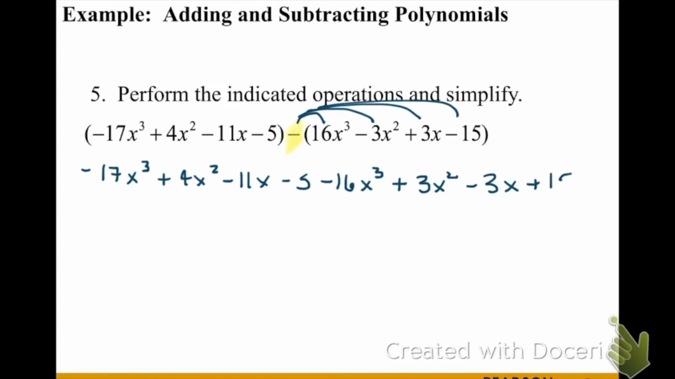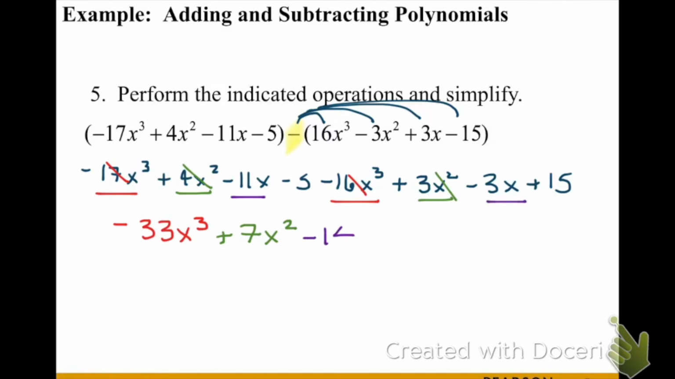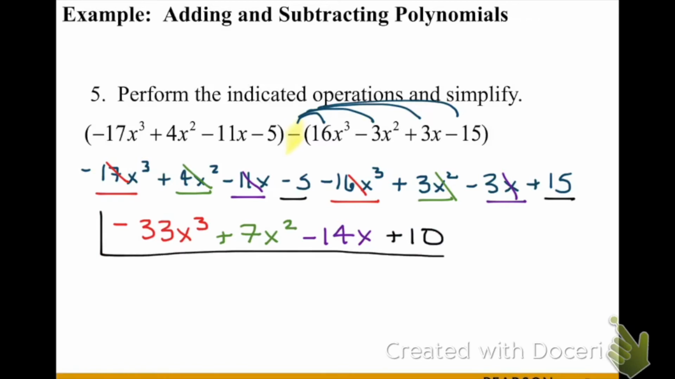From here, then, what we want to do is combine like terms. The -17x cubed and -16x cubed become -33x cubed. And I'm going to cross those off, to make sure I've already taken care of them. If we go to our x squared terms, we have a 4x squared and a 3x squared, which combine to 7x squared. The x terms here are the 11x and the -3x, which combine to -14x. Then our constant terms of -5 plus 15 give us a +10, leaving us here with the final polynomial answer of -33x cubed plus 7x squared minus 14x plus 10.